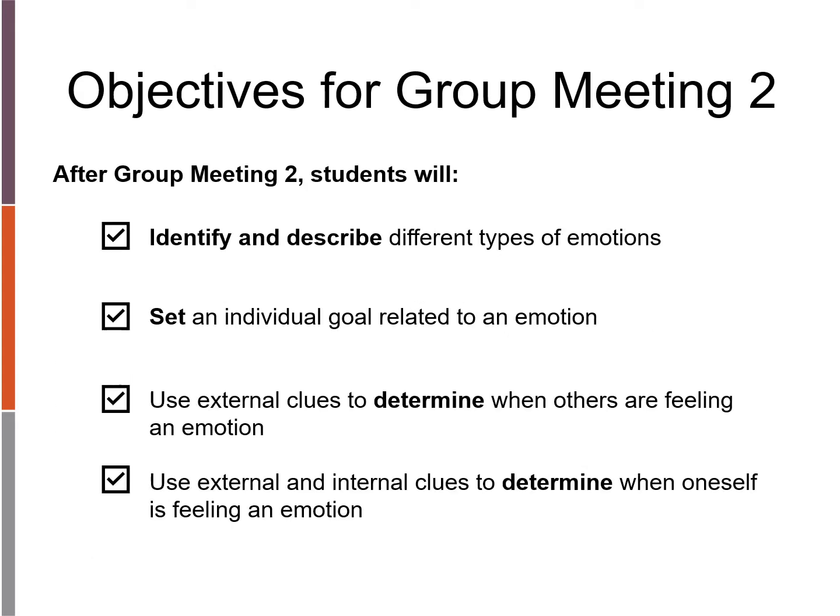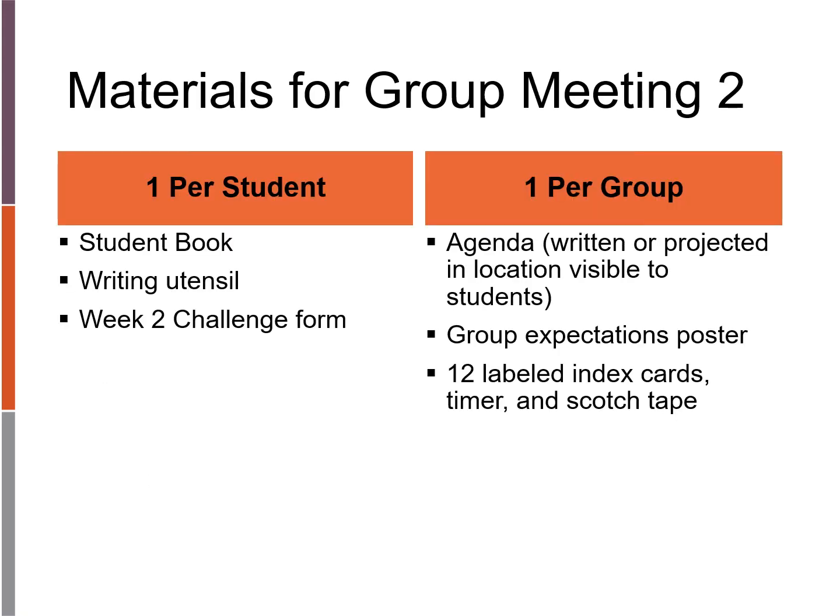The goals of the second group meeting of the POWER program include identifying and describing different categories of emotions, setting an individual goal related to an emotion, and using external or internal clues to determine when others or oneself is feeling an emotion. These are the materials you will need for the first group meeting.